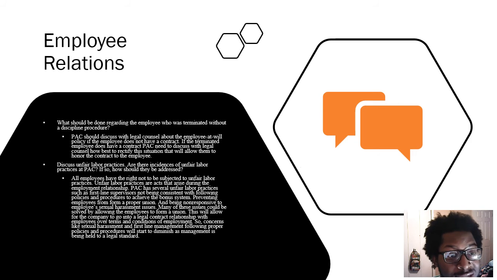Next, we'll be discussing employee relation questions. Question number 1, what should be done regarding the employee who is terminated without any disciplinary procedures? PAC should discuss with legal counsel the employee at will policy, if the employee does not have a contract. If the terminated employee does have a contract, PAC Resource needs to discuss with legal counsel how to best rectify the situation that will allow them to honor the contract to the employee.